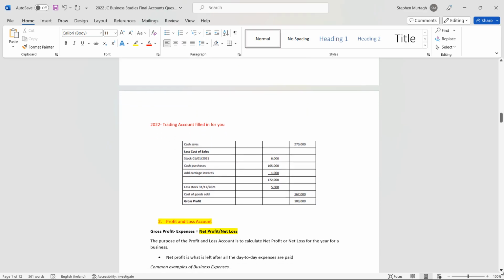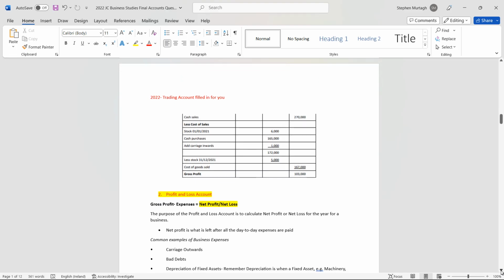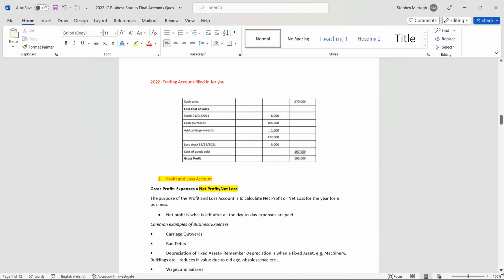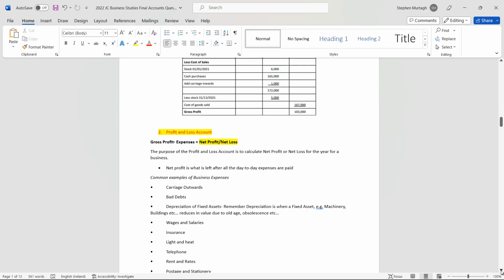So the purpose of the profit and loss account is to calculate net profit or net loss for the year for a business. So net profit is what is left after all the expenses have been paid out. So that's why it's gross profit minus expenses equals net profit or net loss. Here's loads of different common examples of business expenses. So carriage outwards, we've seen carriage inwards. Carriage inwards, the transport cost of getting the good into the shop to sell. Now carriage outwards could be the cost of transport to get the product out to the customer.